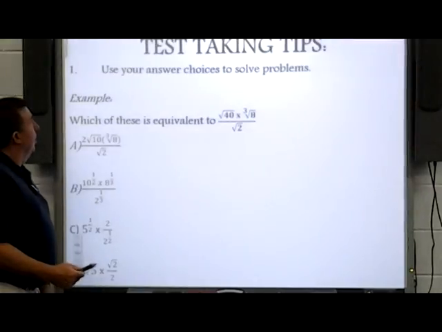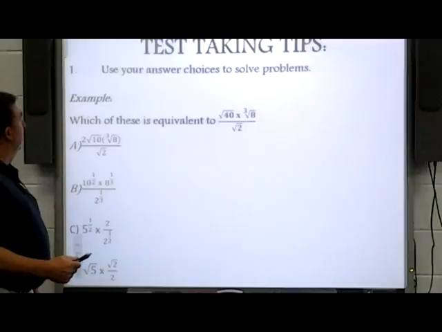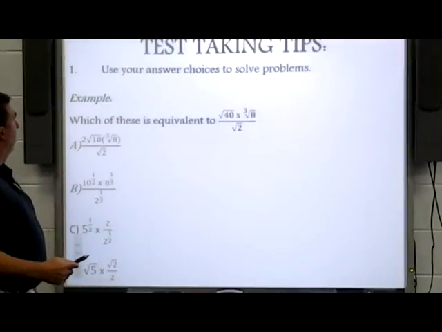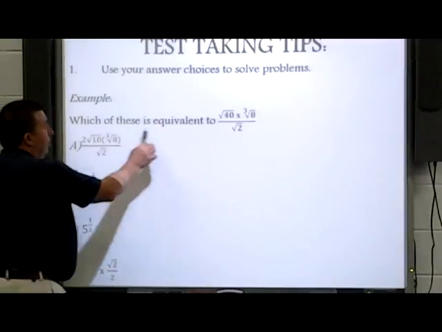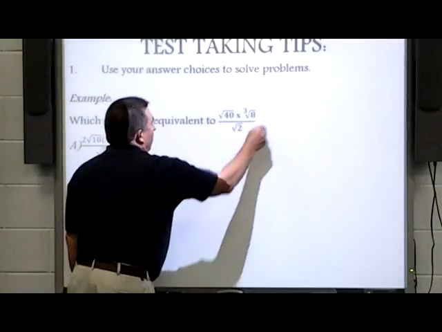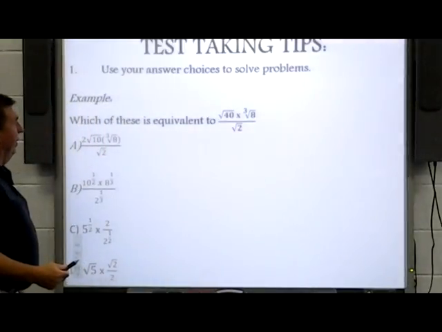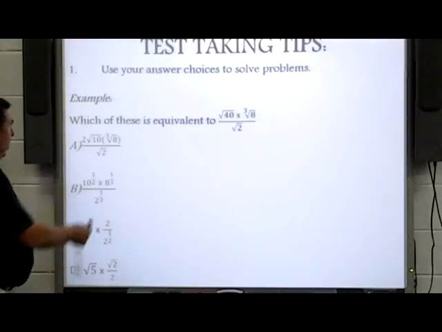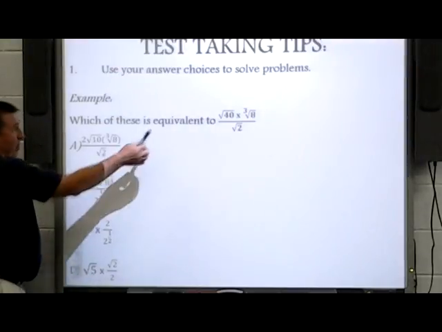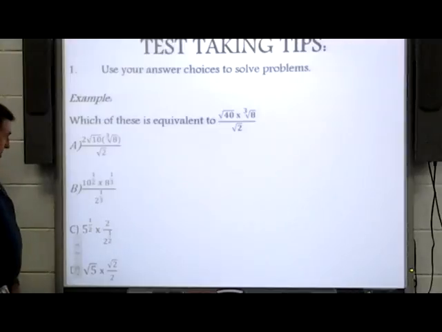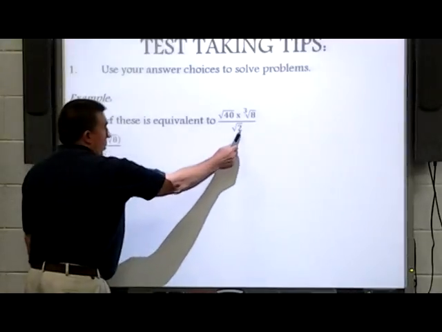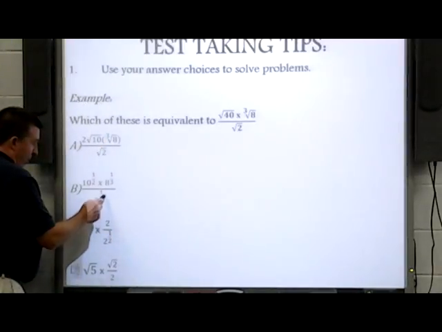And then I have test taking tips for you. Use the answer choices to solve the problems. Here's your example. You have square root of 40 times the cube root of 8 divided by square root of 2. You want to know which one of these is equivalent to that particular expression. This is square root, so it can't be that one, that's cube root.